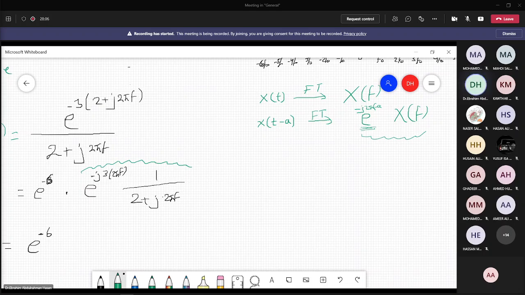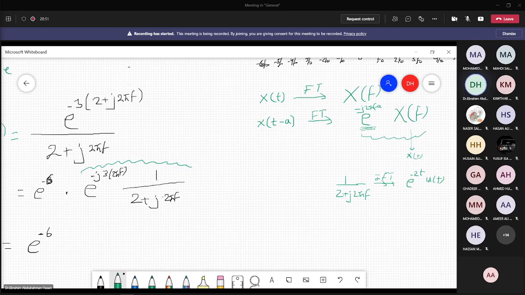So how to find the time domain? From x of f, I can find x of t without the shift. So x of f is this one: 1 over 2 plus j 2 pi f. And the inverse Fourier transform for this one is equal to e to the power of minus 2t u of t, from table number 1. Okay, so 1 over a plus j 2 pi f is equal to e to the power of minus a t u of t.